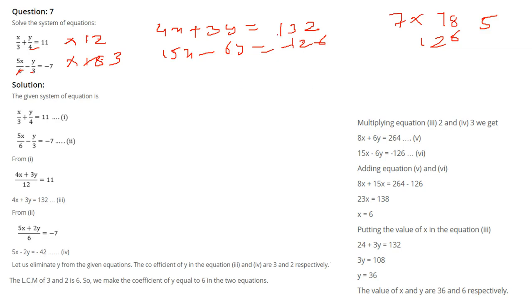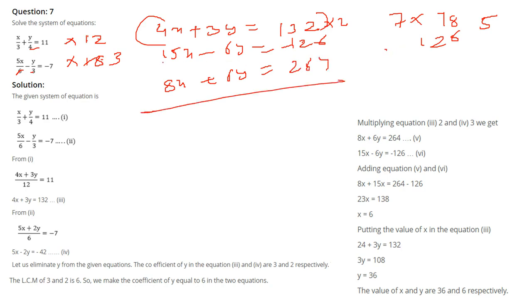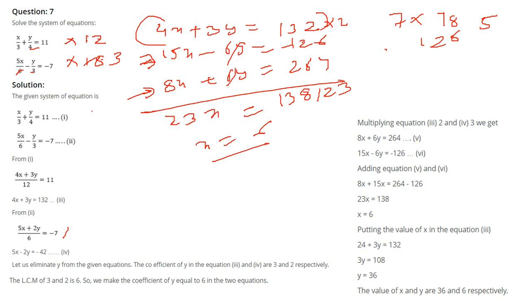What you can do here is you can just multiply this equation by 2. We get 4 2s are 8, whole multiplied by 2. So 8x plus 3 2s are 6y, and 132 into 2 is 264. Now you just add these two equations, this one and this one. This gets cancelled. 15 plus 8 is 23x equal to 264 minus 126 is 138. So x gets 138 by 23, which is 6. So x is 6. Put it here or here, any of these equations. You get y equal to 36.